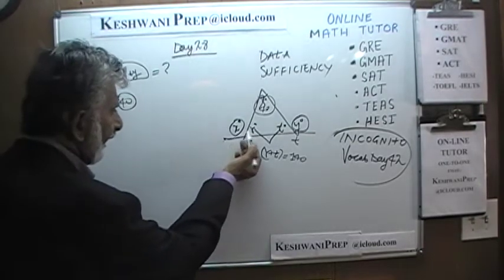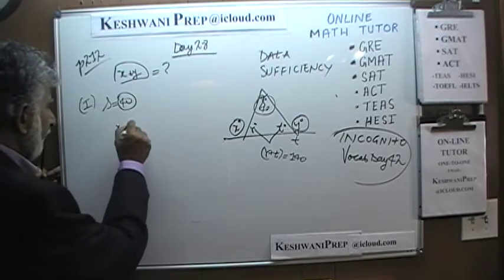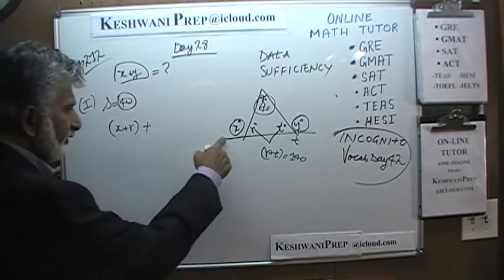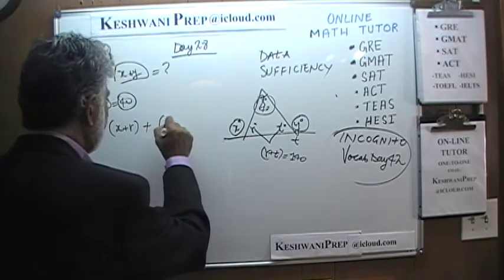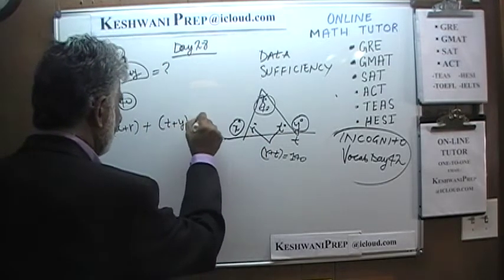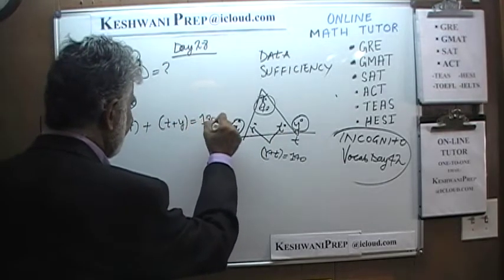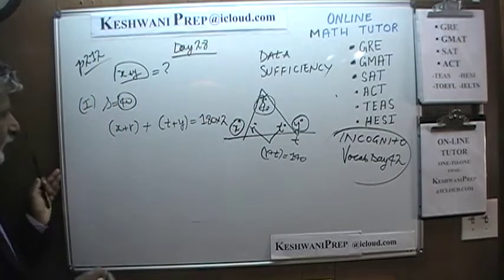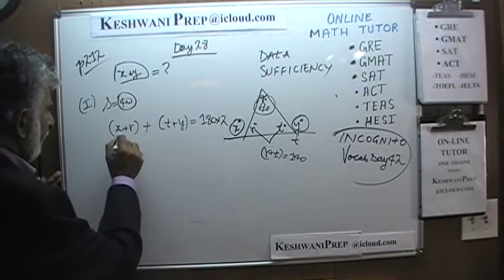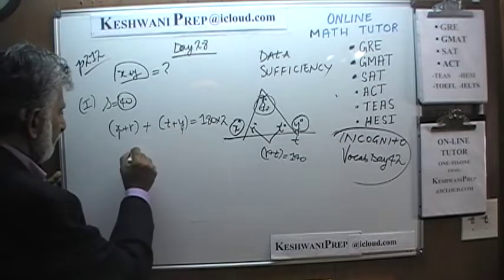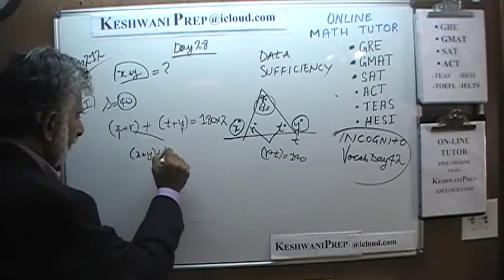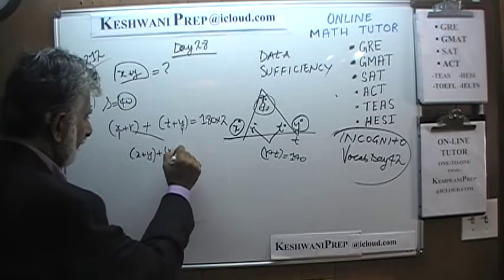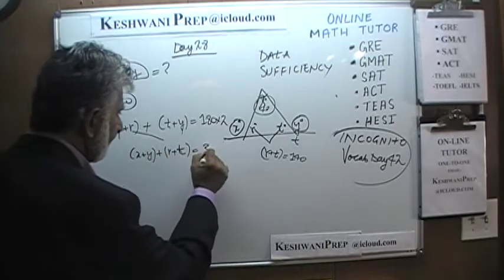And we also know that x plus r is 180. We know x plus r is 180 because it's a straight line. And similarly, t plus y is also 180, which means it is simply 180 times 2, the sum. We're looking for x plus y. So here's our x and here is our y. So let's put them together, x plus y. And here is our r plus t. And that has to equal 360.